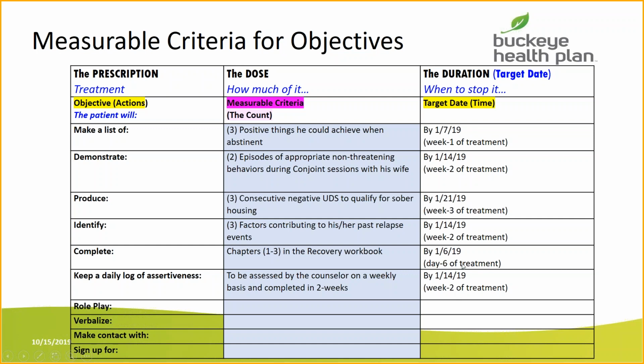What happens if the patient does not meet the date? Well, obviously, you need to make some adjustments in your treatment program, in your treatment plan, and you may extend the date. But you have to document in your treatment plan why he or she is not completing this particular objective and why they need additional time to complete the objective.